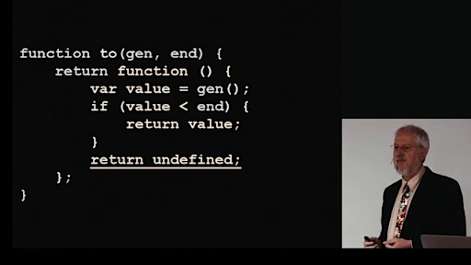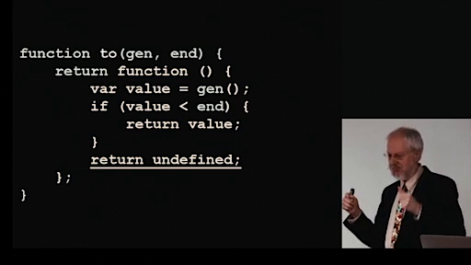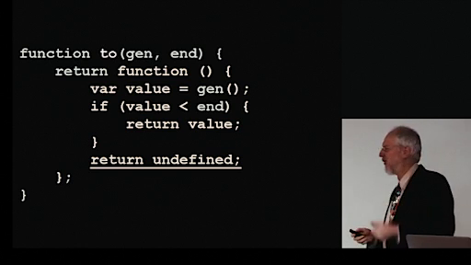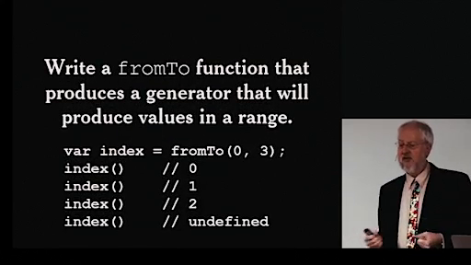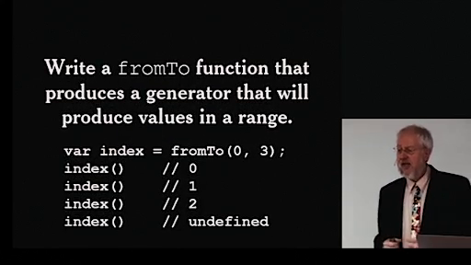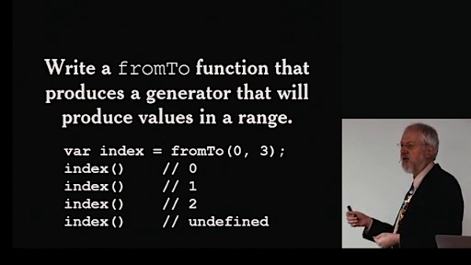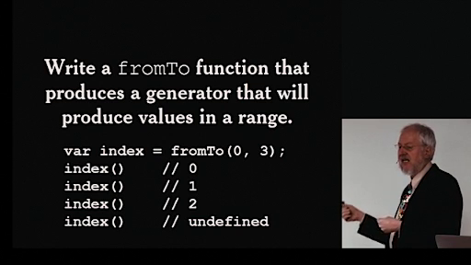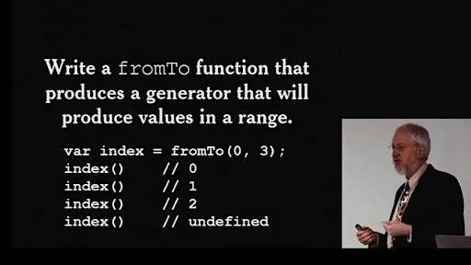Anybody else? All right, want to do another one? Yes. All right, let's do another one. Okay, let's write a fromTo function that produces a generator that produces values in a range. So we're going to pass fromTo 0 and 3, and it will get us the generator that gives us a sequence 0, 1, 2, and then undefined.